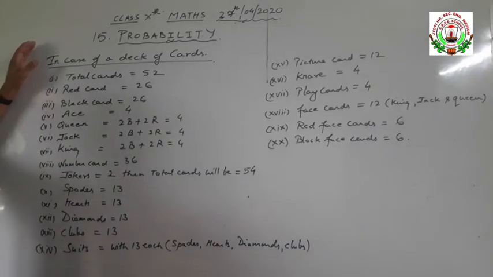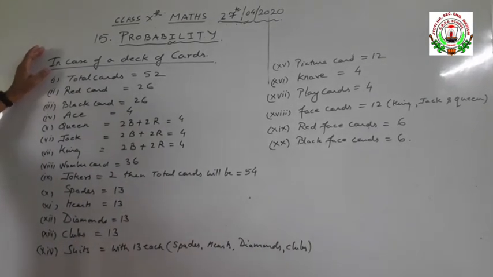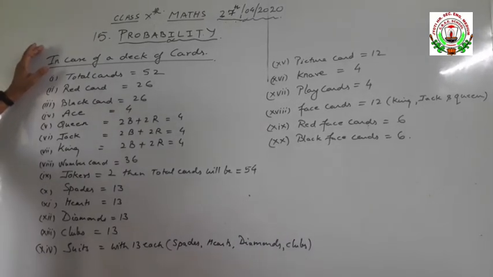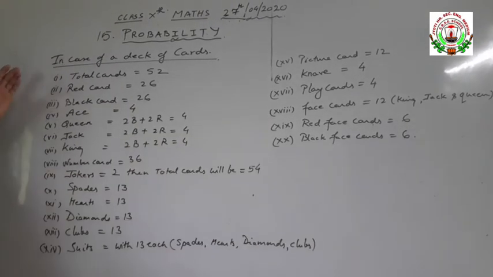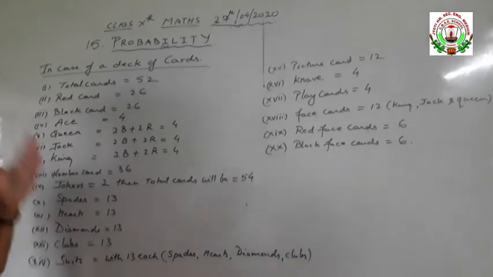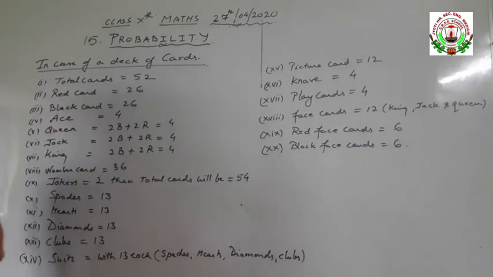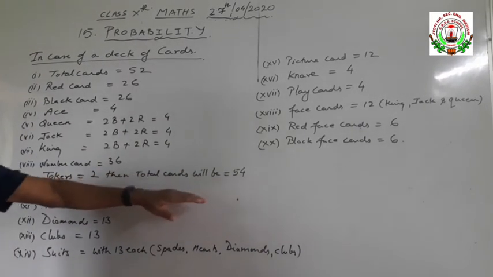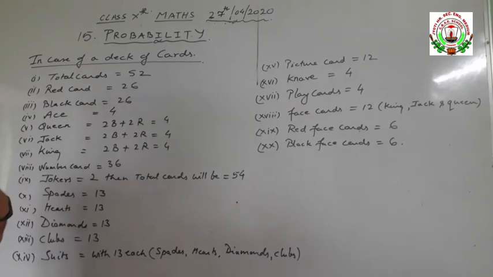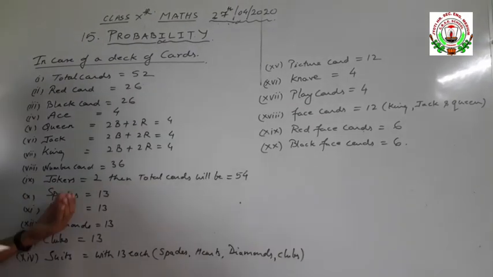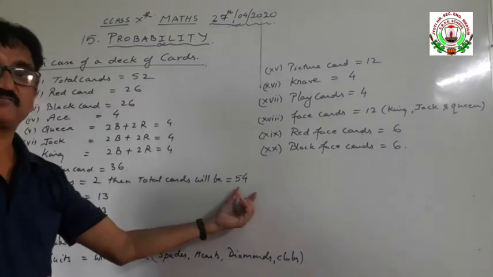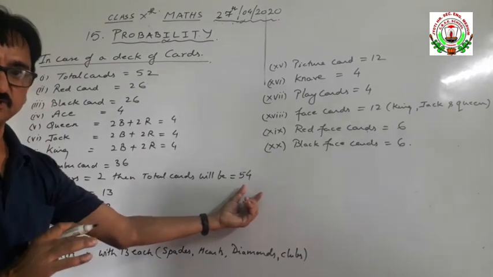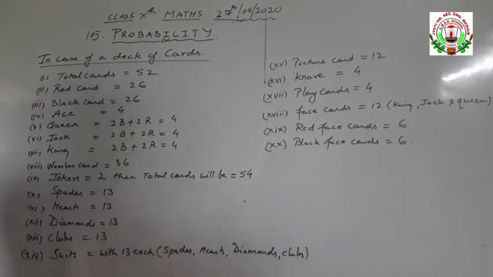Now here comes, in several questions it will be given a deck of playing cards, the pack of cards, so whenever total cards are given we will take 52 only. Jokers are not included, but in some questions, if it is given that 2 jokers are included, then the total number of cards will be 54. But it comes in rare cases only; generally we take 52 cards only.